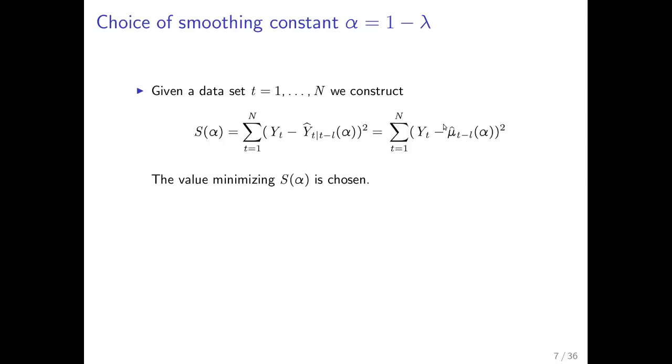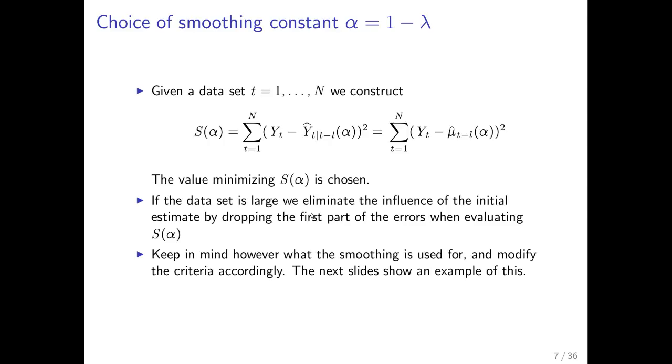We can also write it like this, using mu instead of the y hat formulation. It's the same thing. What we want to do is minimize S of alpha. So we want to find the alpha that minimizes this. And well, you can use numerical optimization, or you can try some values and see what happens. That's not the core of this course. I will show you a couple of examples in a moment.